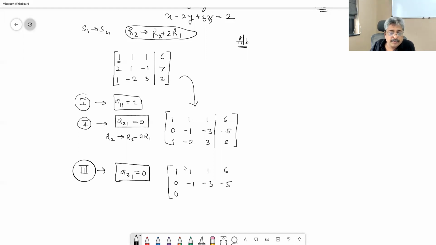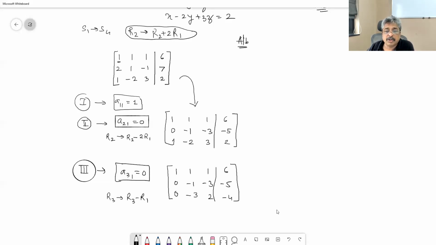So the third row R3 becomes R3 minus R1. That gives you this 0. Correct? So R3 minus R1 is minus 3, 2, minus 4. See, you have to keep watching me because I am going to make mistakes. This is the third step.